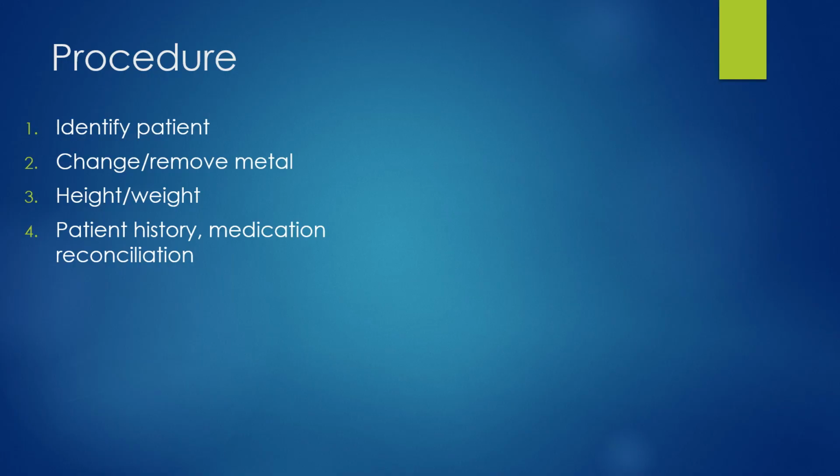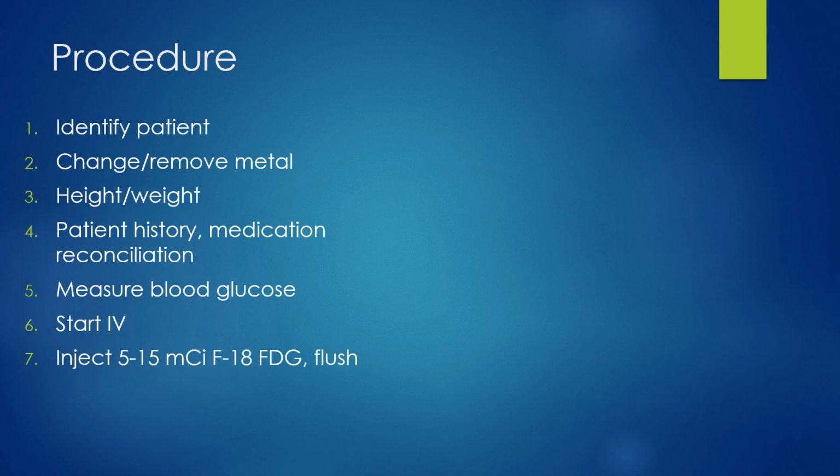So it's best to get a current weight, obtain the patient history, look at their medications, make sure nothing's contraindicated, measure their blood glucose levels, start the IV on them, inject with, I know the doses keep changing, 5 to 15, anywhere from 5 to 20 is the standard range, 5 to 15, something like that. And then flush with about 20 milliliters of saline.